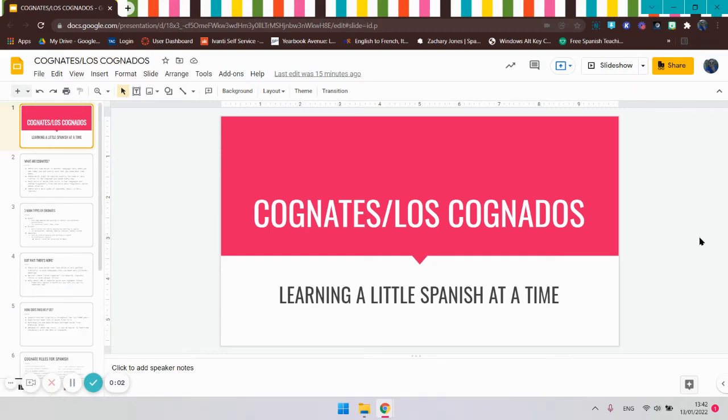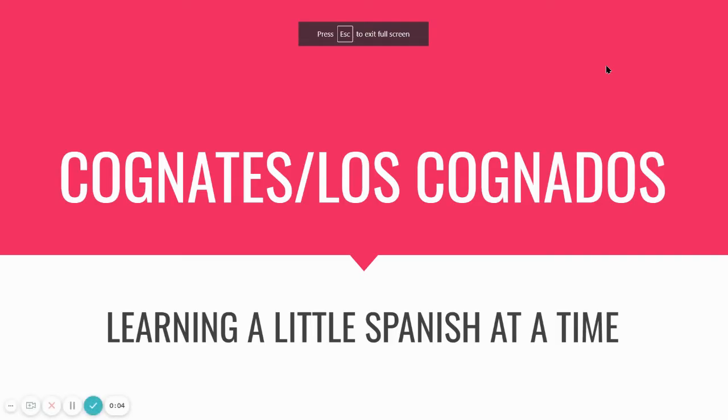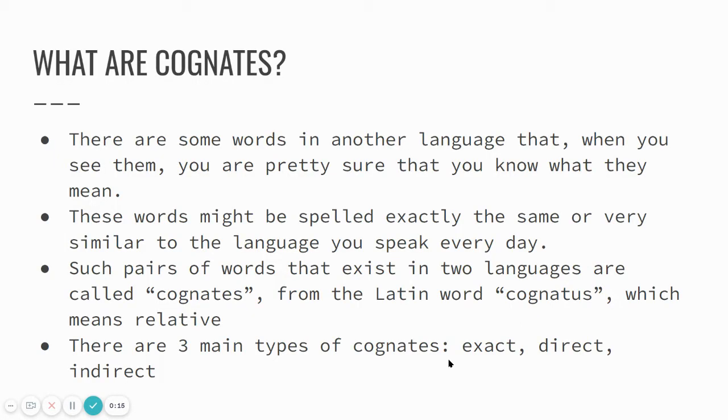Hi, everyone. We are going to learn about cognates today. In English, we say cognate, and in Spanish, we say cognados. Okay, so what is a cognate? So here's pretty much our definition.